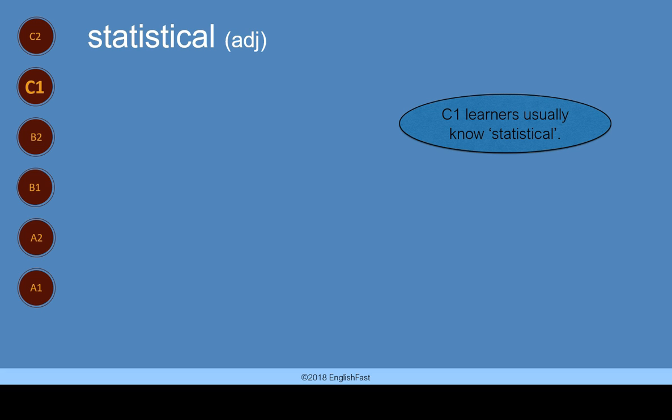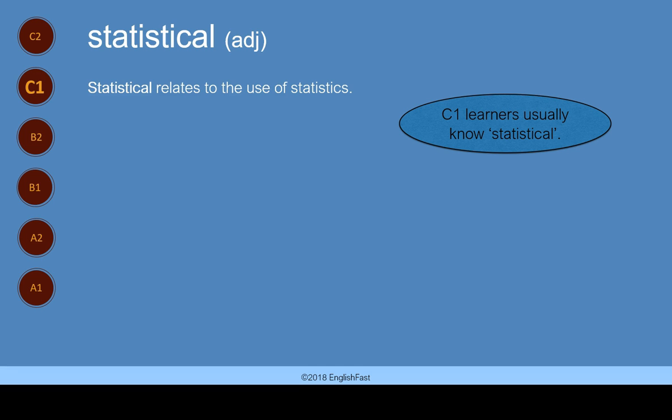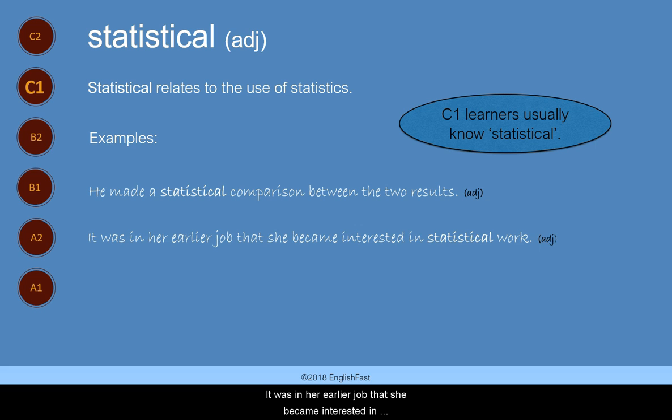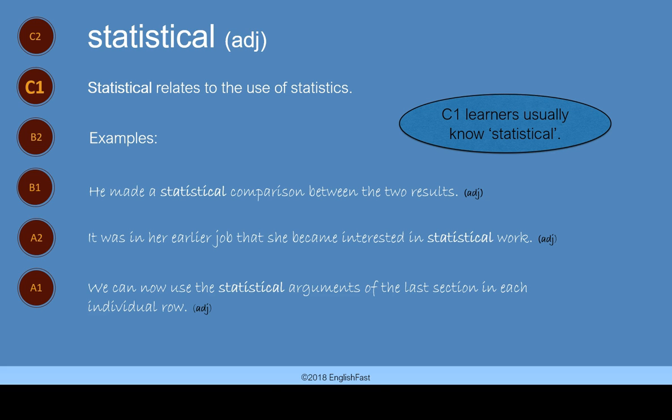Statistical. Statistical is an adjective. C1 learners usually know statistical. Statistical relates to the use of statistics. Here are some examples. He made a statistical comparison between the two results. It was in her earlier job that she became interested in statistical work. We can now use the statistical arguments of the last section in each individual row.